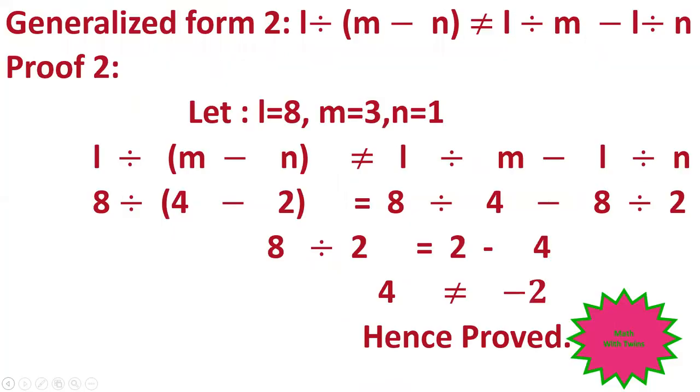Next is the distributive property over subtraction for division. L divided by m minus n is not equal to L divided by m minus L divided by n is the generalized form. With the same values, L is equal to 8, m is equal to 3, n is equal to 1, in generalized form 2, we substitute the values and we get 4 at one end and negative 2 at the other end. We know that 4 and negative 2 are not equal, hence this property also does not hold good. Hence the distributive property of division, either over subtraction or addition, does not hold good.